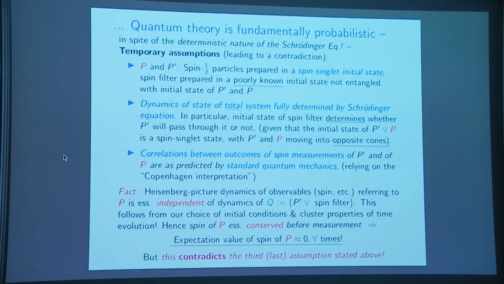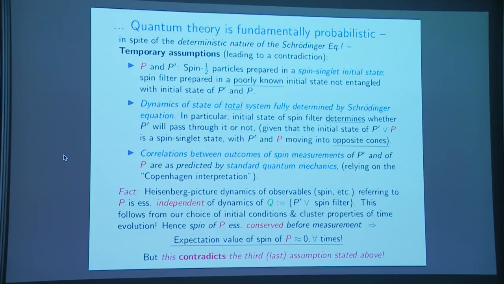a Schrödinger equation. In particular, it follows then that the initial state of the spin filter must determine whether P prime will have its spin upwards or downwards. If it has the spin upwards, it will pass through the spin filter. If it has the spin downwards, it will be absorbed by the filter.